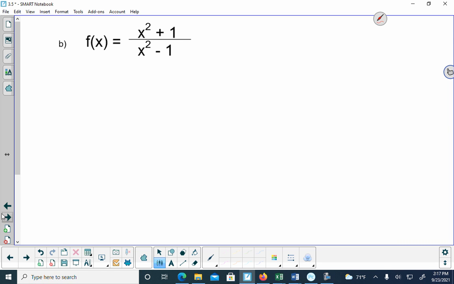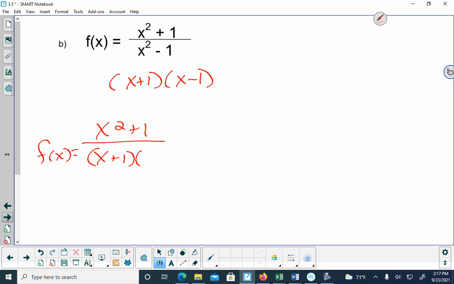Going to example B. When I look at this, the first thing I'm going to do is find the places where my graph is discontinuous. To find those places, I am going to factor my denominator. The denominator factors into x plus 1, x minus 1, and I'm left with x squared plus 1, which cannot be factored because that's a sum of 2 perfect squares. So my graph is discontinuous at x is equal to negative 1 and x is equal to positive 1.